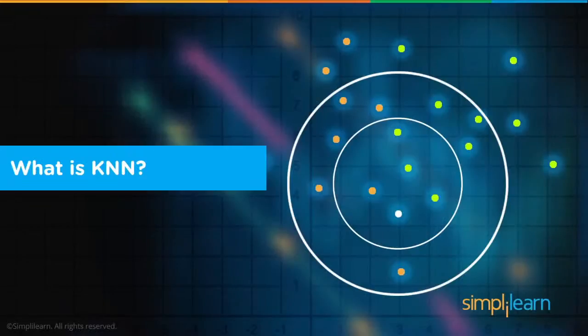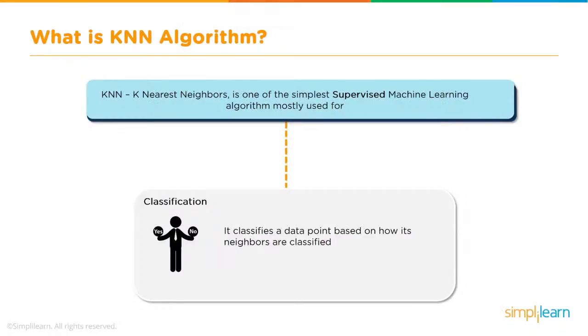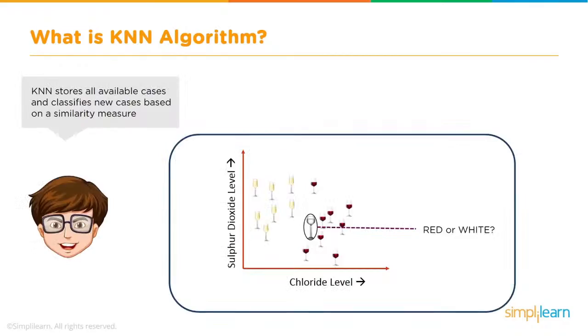So what is KNN? What is the KNN algorithm? K nearest neighbors is what that stands for. It's one of the simplest supervised machine learning algorithms, mostly used for classification. So we want to know, is this a dog or is not a dog? Is it a cat or not a cat? It classifies a data point based on how its neighbors are classified. KNN stores all available cases and classifies new cases based on a similarity measure.